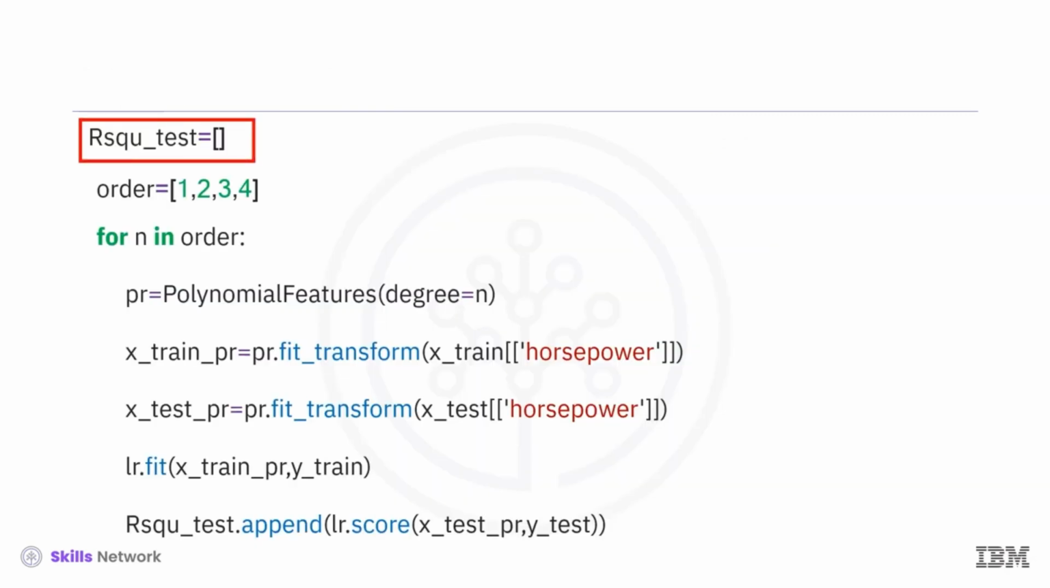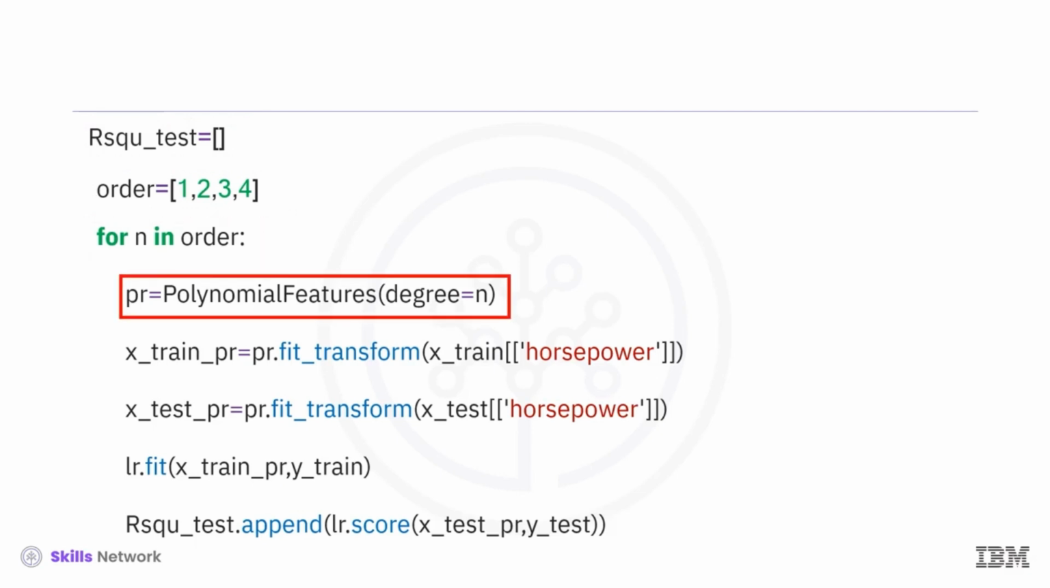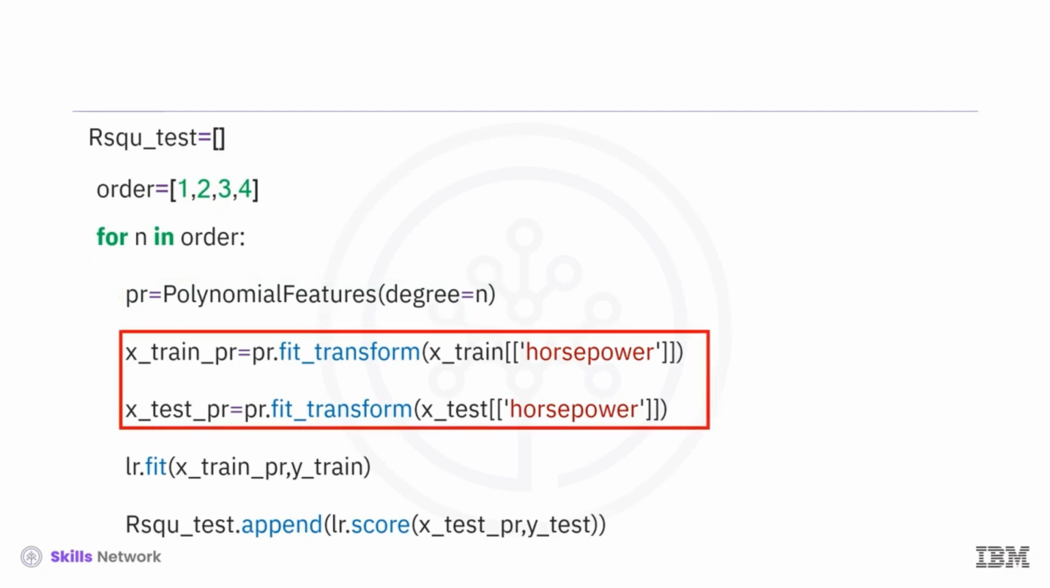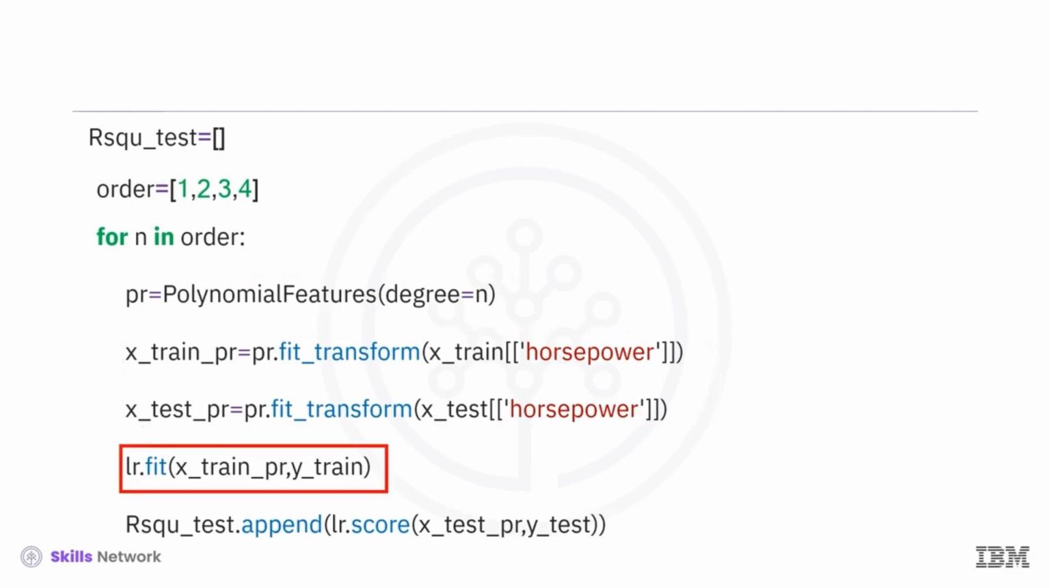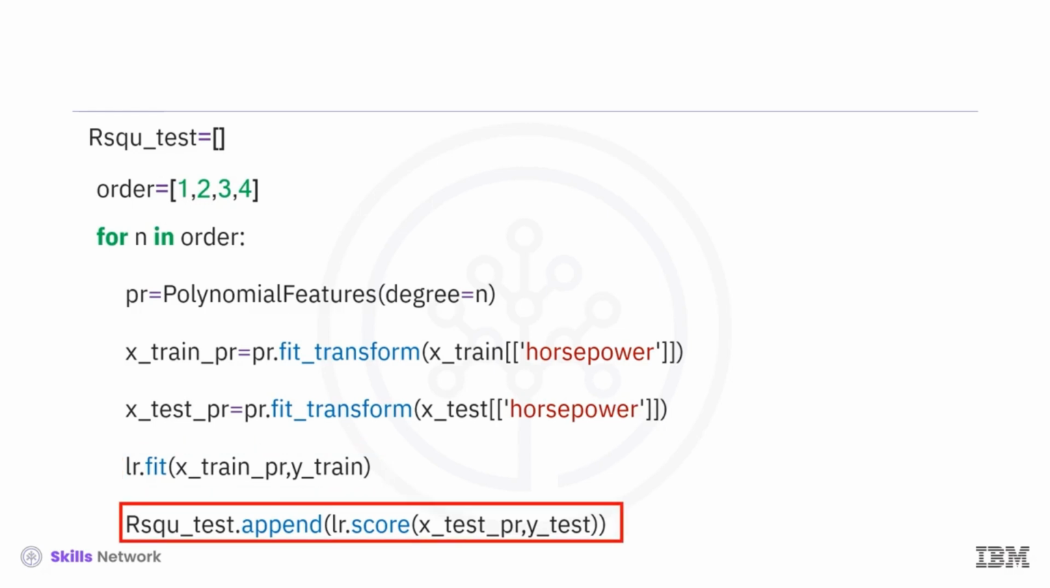We can calculate different r² values as follows. First, we create an empty list to store the values. We create a list containing different polynomial orders. We then iterate through the list using a loop. We create a polynomial feature object with the order of the polynomial as a parameter. We transform the training and test data into a polynomial using the fit transform method. We fit the regression model using the transformed data. We then calculate the r² using the test data and store it in the array.